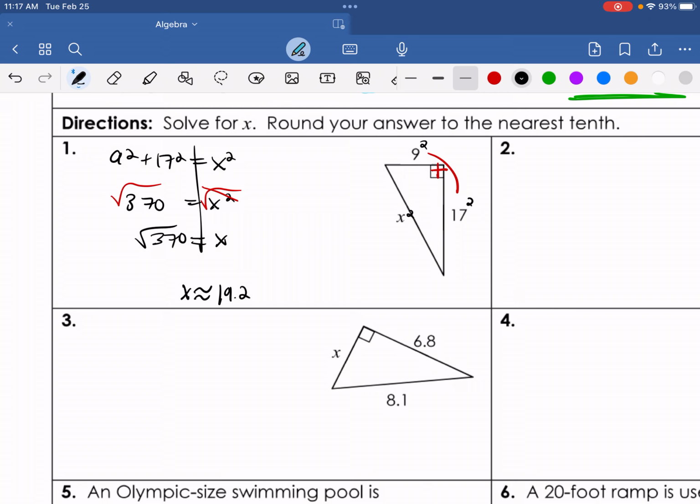So double check your work. Does it make sense that this side is 19.2? Yes, it's the hypotenuse. It should be the biggest side out of all three. One side is 9, one is 17, and then the last one is 19.2.